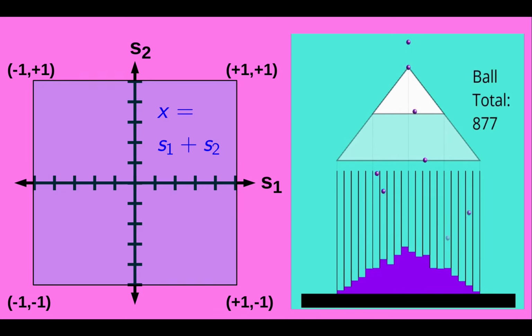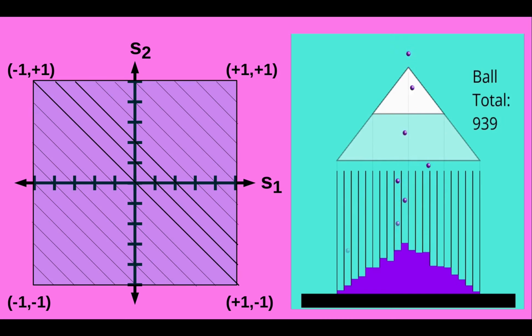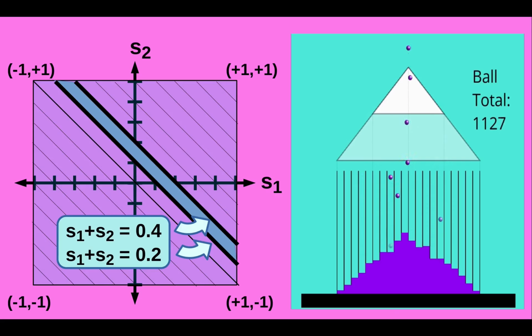To look at the location X after the two steps, we draw diagonals. For example, if we want to look at those balls which end up between x equals 0.2 and x equals 0.4 after two steps, we look at those which fall between the lines S1 plus S2 equals 0.2 and S1 plus S2 equals 0.4.